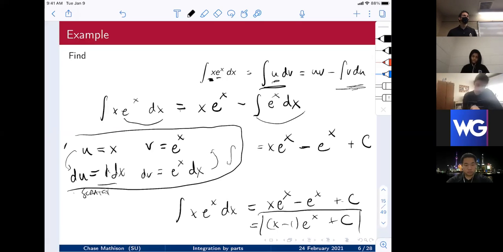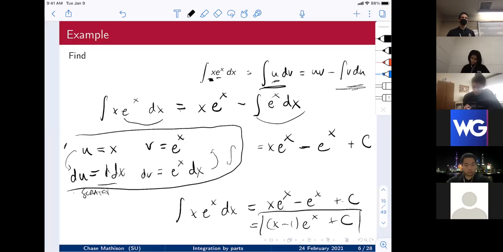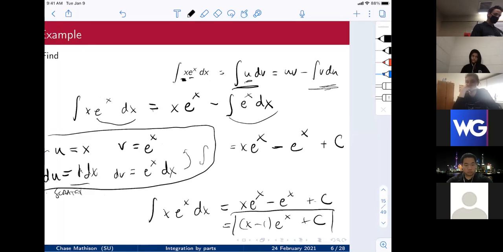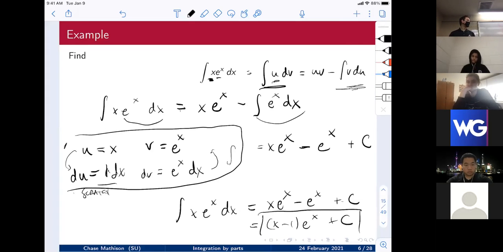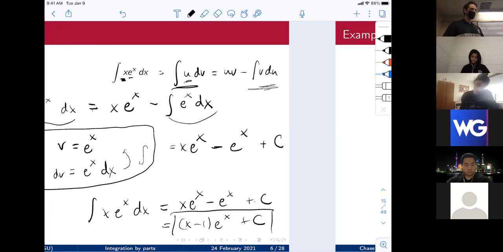But if you differentiate this function here, x minus 1 e to the x, you'll find that you get x e to the x. Okay, so are there any questions on this example? This is really, when you boil it down, all integration by parts problems. Now, this is one of the easiest ones, but we're going to look at some harder ones.